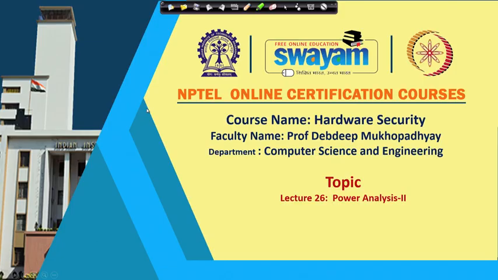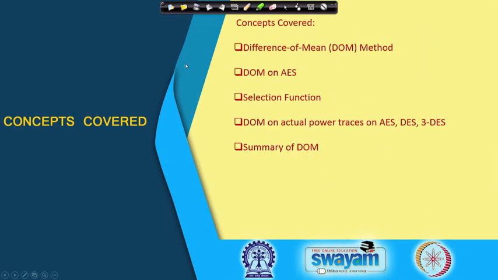We shall be continuing our discussion on difference of mean as we started in the last class. In particular, today we shall take a deeper look into how DOM works and can be applied on standard block ciphers like AES. I shall be explaining or formalizing the selection function in more detail, and then we shall see some snapshots or case studies on the results of DOM being applied on actual power traces on AES, DES and 3DES, and then I will summarize our discussions on difference of mean.